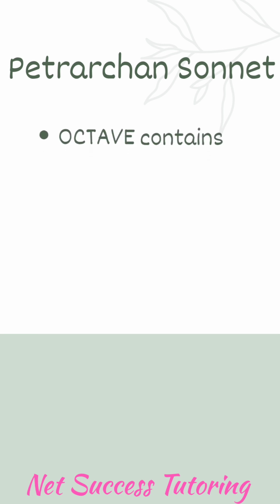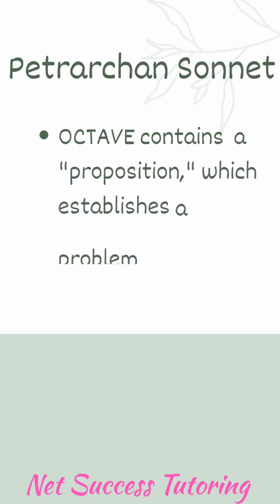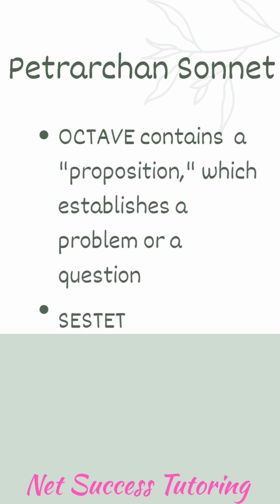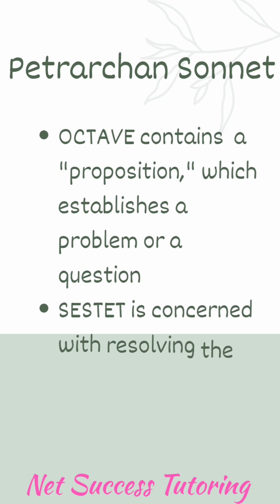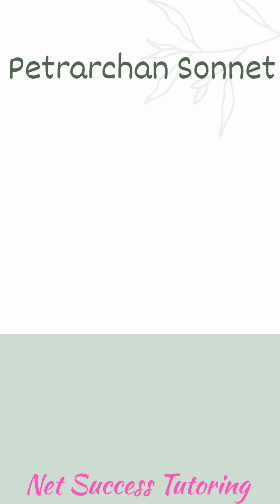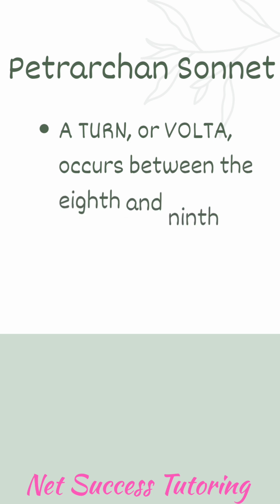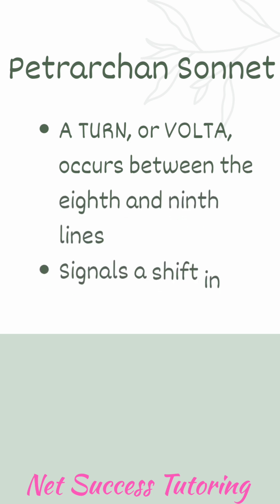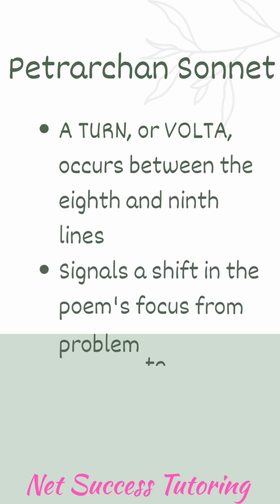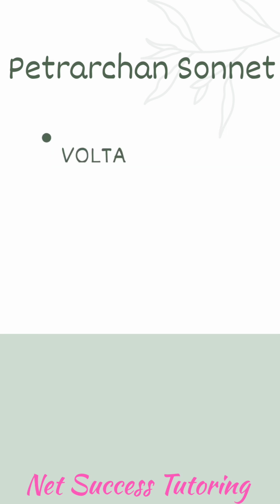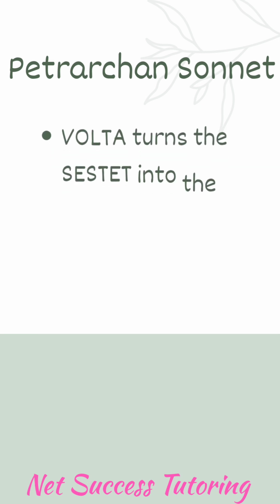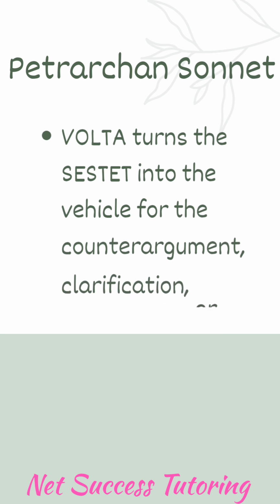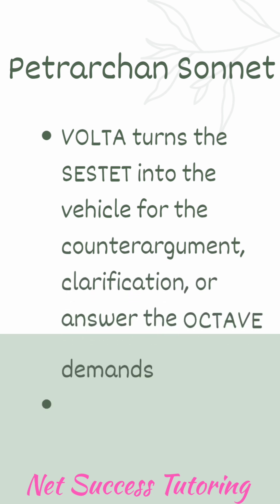The octave contains a proposition which establishes a problem or a question, and the sestet is concerned with resolving the problem or question. The turn or volta occurs between the 8th and 9th lines. This signals a shift in the poem's focus from problem to resolution. The volta turns the sestet into the vehicle for the counter-argument, clarification, or answer the octave demands.